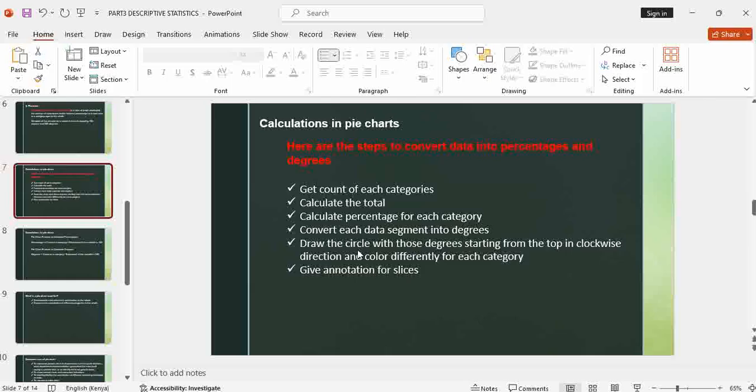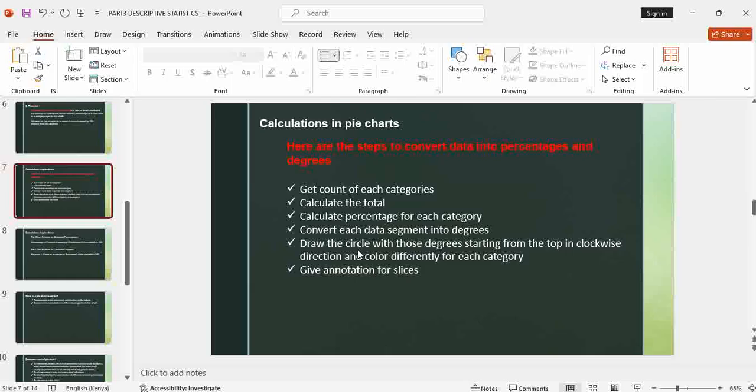The next step is to calculate the total. When you add male, female, prefer not to say for the people who have responded to this variable, you get the total. Now you have the count for each of the categories and the total of respondents to this specific variable. The next step is to calculate the percentage for each category. This is simple. You take the count for a specific category, divide by the total, times 100, and you get the percentage.